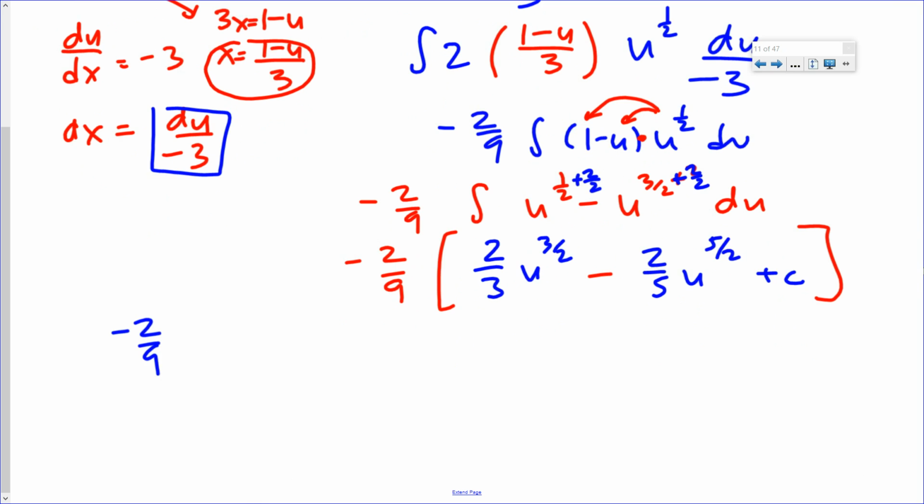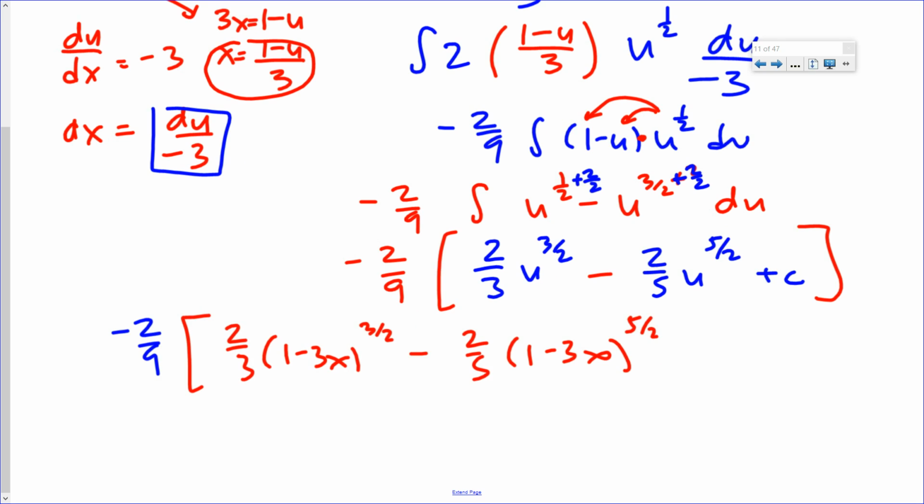Go back and plug in u. What was my u? Is it 1 minus 3x? Yeah. Okay, so I'm going to go back and do 1 minus 3x raised to the 3 halves minus 2 fifths, 1 minus 3x raised to the 5 halves. And guys, right here, this is negative 2 ninths c, but negative 2 ninths c is just some other constant, right? So I'm going to call it c.